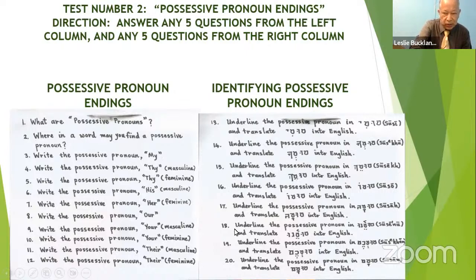Now, these questions have two parts. The first part is to underline the possessive pronoun in each case. And the second part is to translate the whole word into English. Underline the possessive pronoun in susi. So you underline this, or you write it out, or you type it out, and then you translate the whole word into English.